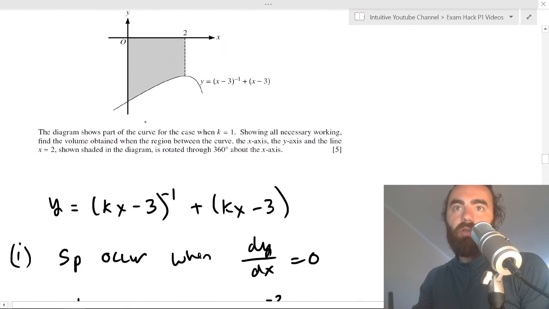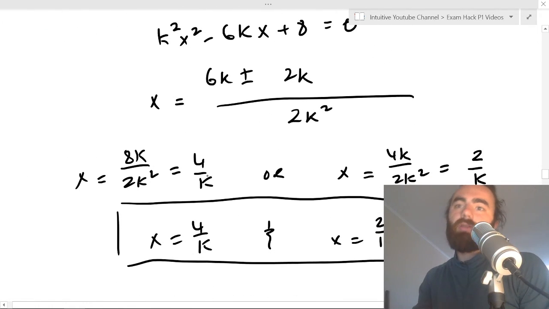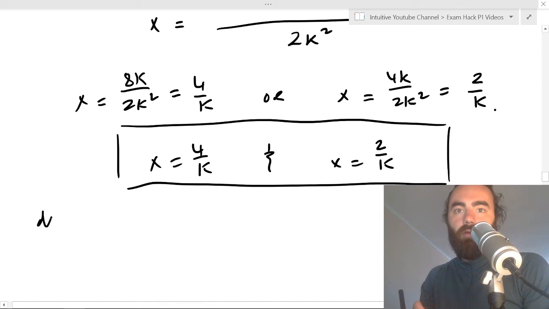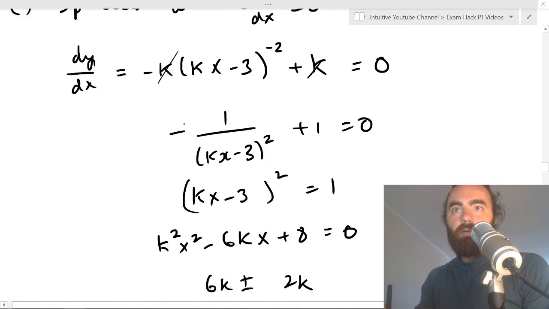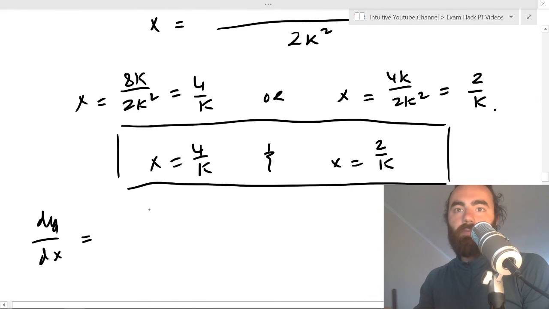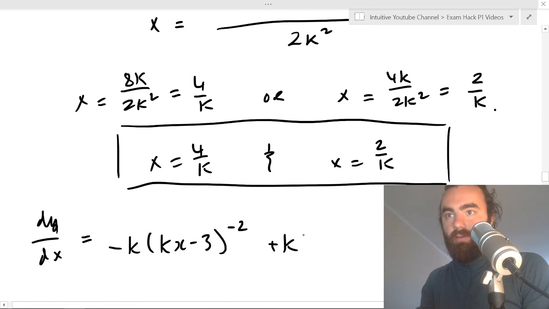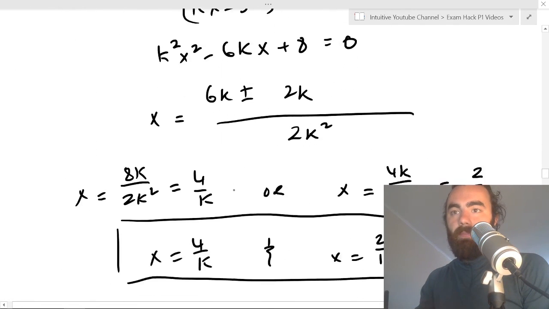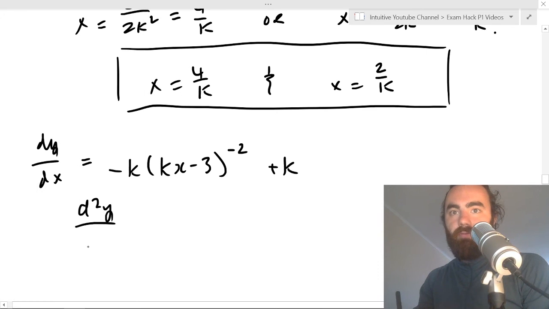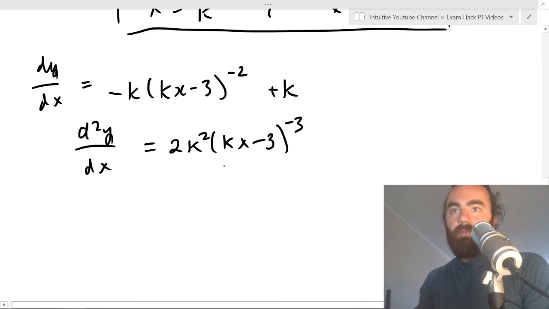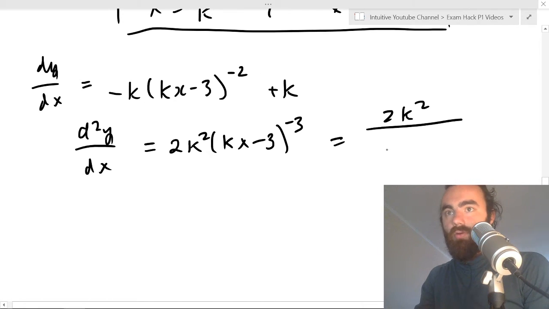Now, because it also wants us to determine the nature of those stationary points, we have to find the second derivative. We know that our first derivative is minus k, kx minus 3 to the negative 2, plus k. Just double check that. Yep. So therefore our second derivative, well, the plus k is just 0, will be 2k squared, kx minus 3 to the negative 3, which is 2k squared over kx minus 3 cubed.